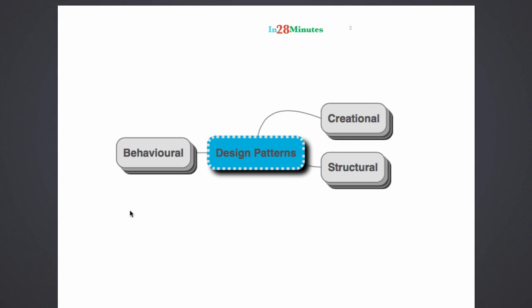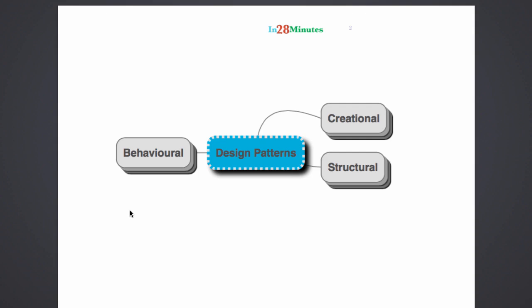The last category of design patterns, the behavioral design patterns, is more focused towards the behavior of the objects. That's basically the interaction between the objects. How does an object communicate with another object? And all these kinds of patterns fit in this category called behavioral design patterns.